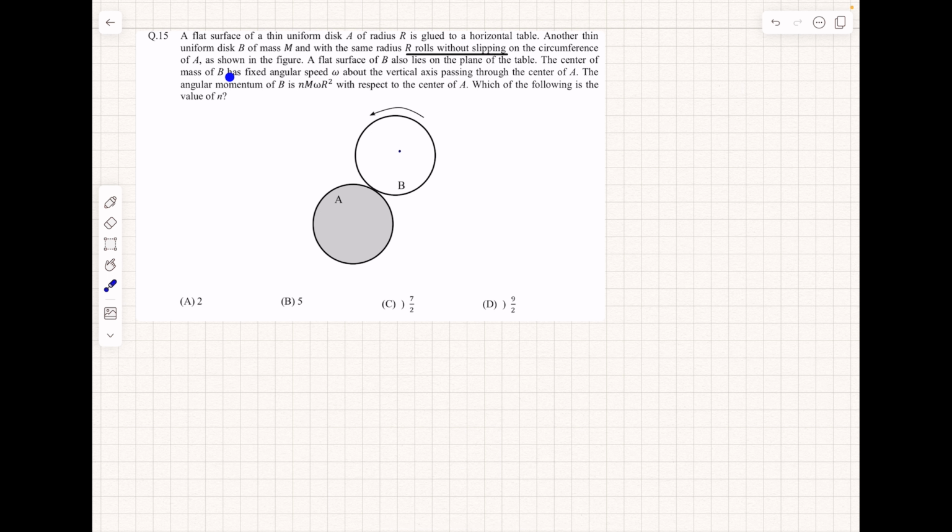The center of mass of B has a fixed angular speed omega about the vertical axis passing through the center of A. I'll discuss what this means. So we have to basically find the angular momentum of B with respect to the center of A. So let's begin with the discussion.